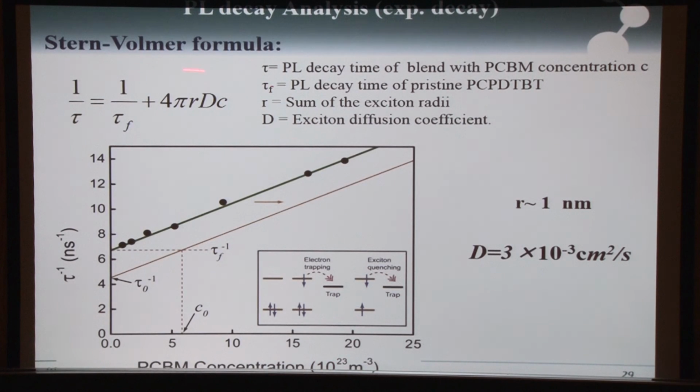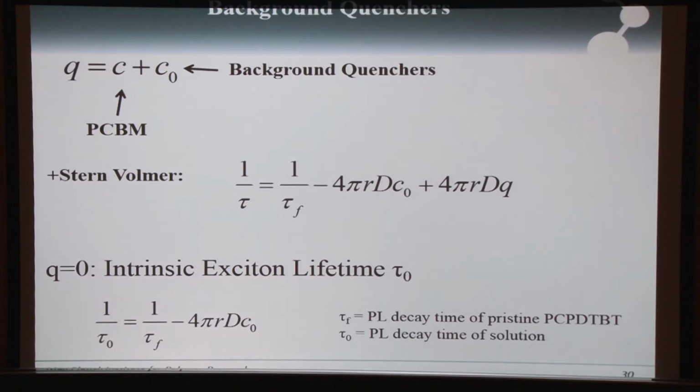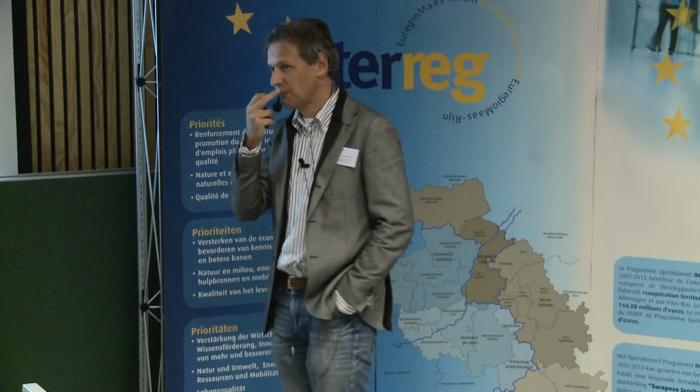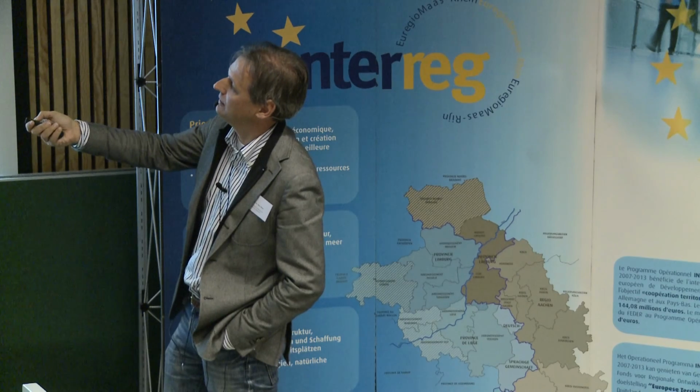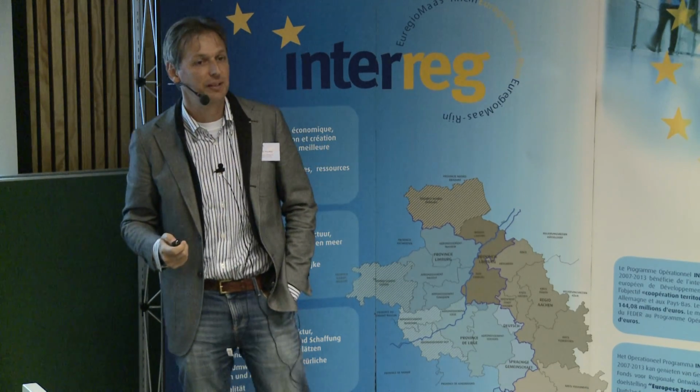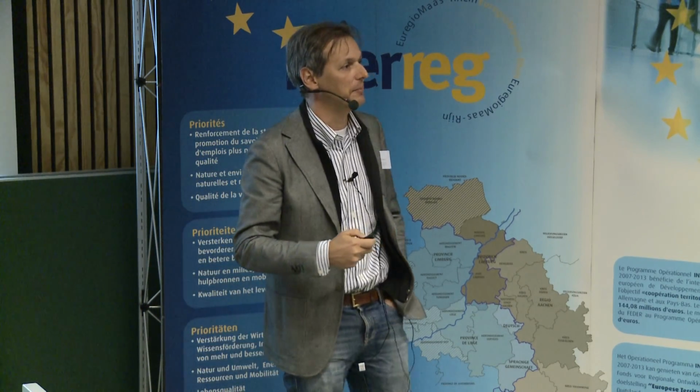And then also this formula holds, and you can see indeed that you get a very nice linear relation between 1 over the decay time and the PCBM concentration. And from the slope of this line, you can directly determine the diffusion coefficient of excitons, which is this number. Now, you can also ask what happens if I already have quenchers in my material before I add PCBM.